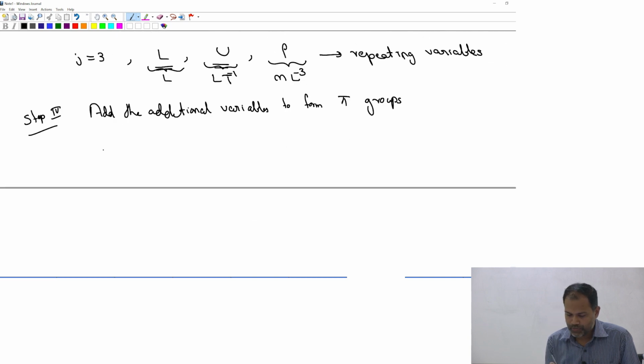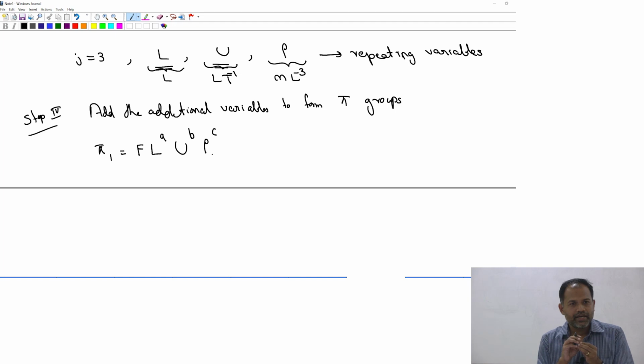So our first pi group, which I'll call pi 1, is going to be just F times L to the power A, U to the power B, rho to the power C. So L, U and rho are my repeating variables. I raise each of them with a certain power. I multiply it with some force, and that's what I am going to call my first non-dimensional group. I do not know what A, B, C are, but it's likely that there might be an A, B, C which can give you a non-dimensional group.